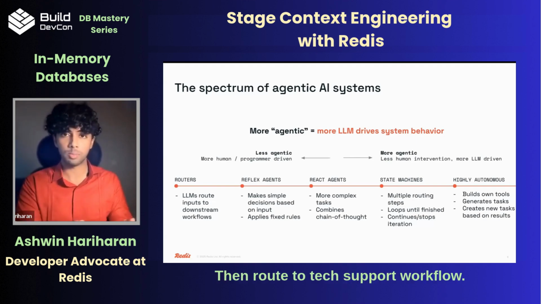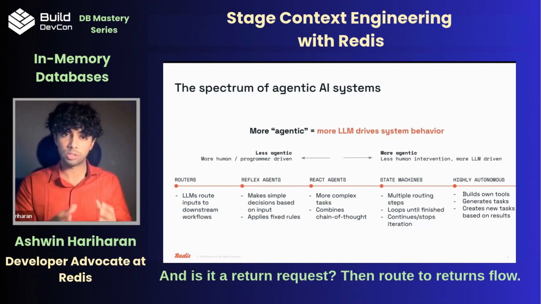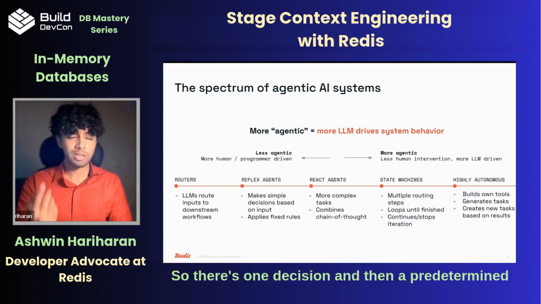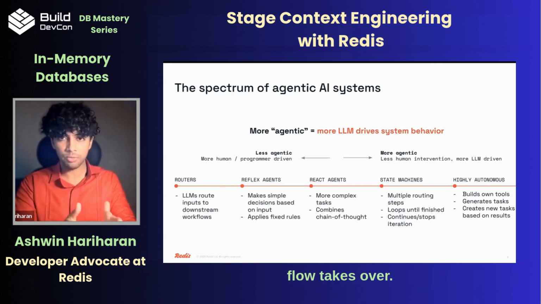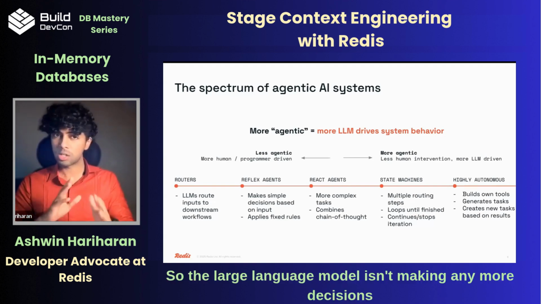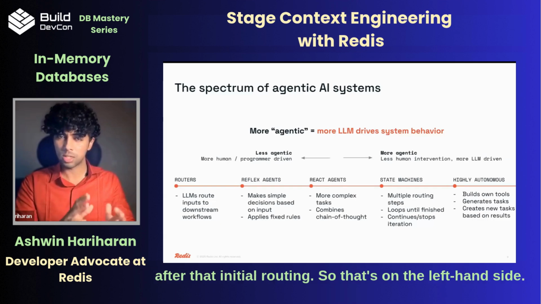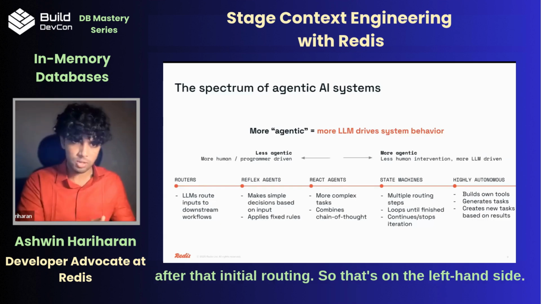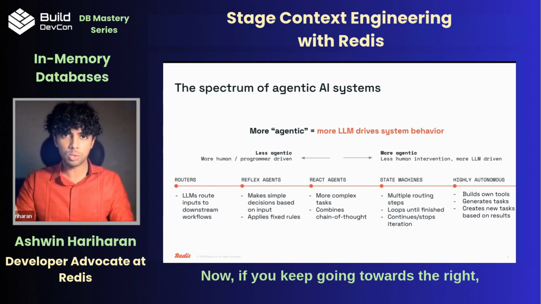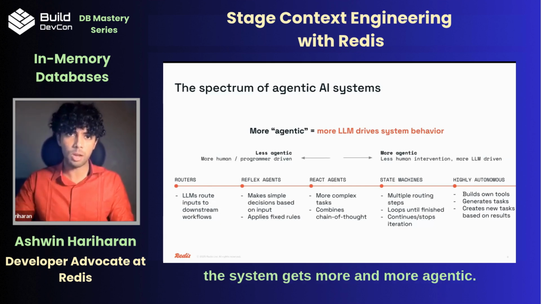Then route to tech support workflow. And is it a return request? Then route to returns flow. So there's one decision and then a predetermined flow takes over. So the large language model isn't making any more decisions after that initial routing. So that's on the left-hand side. Now, if you keep going towards the right, the system gets more and more agentic.